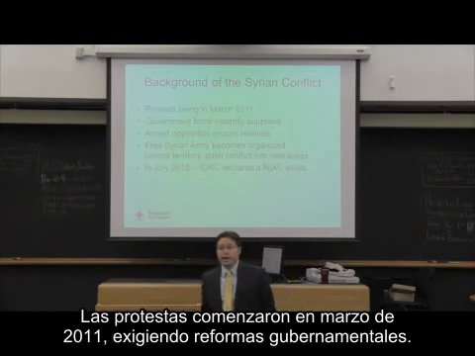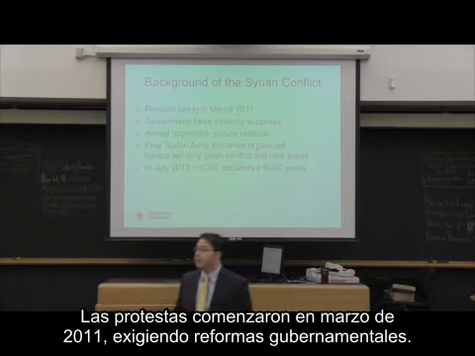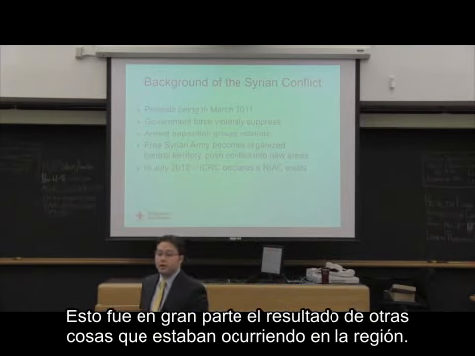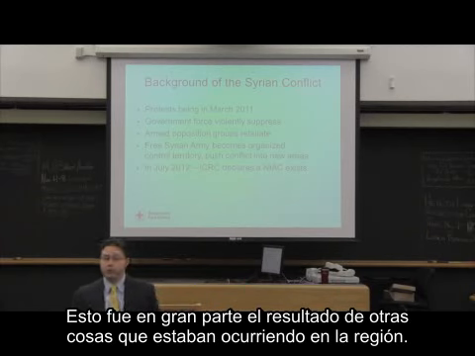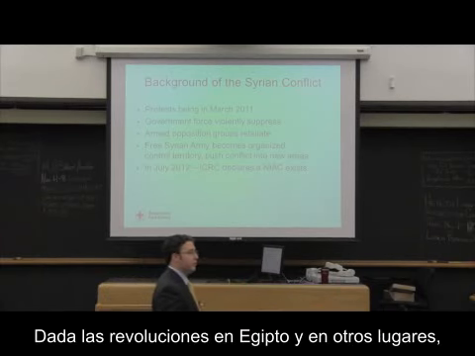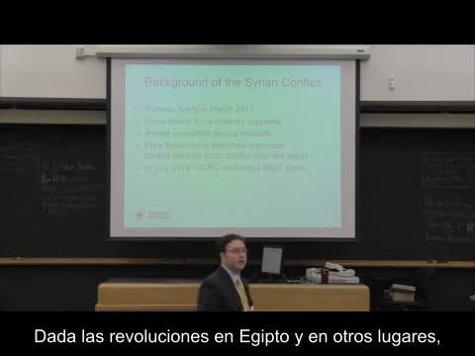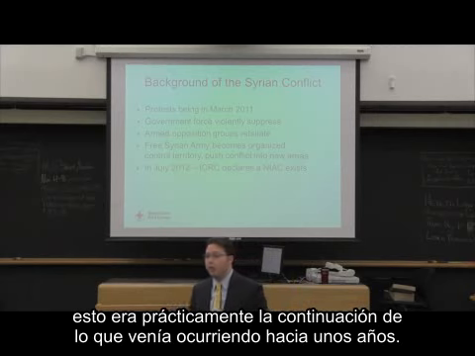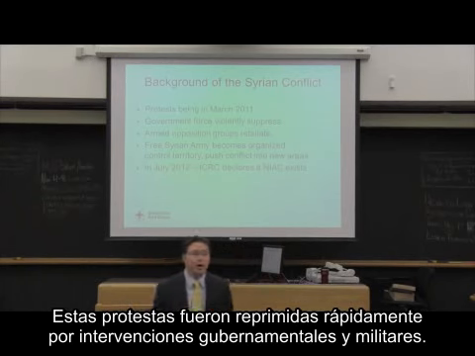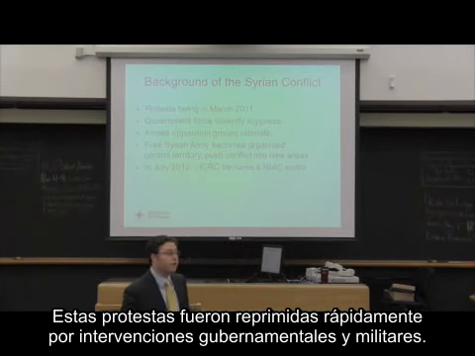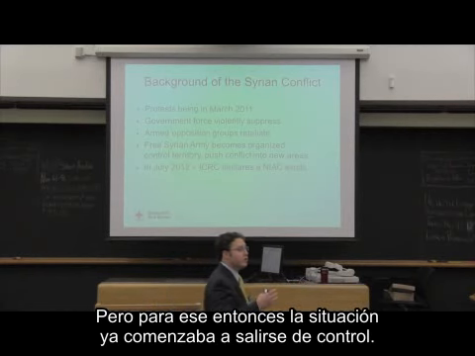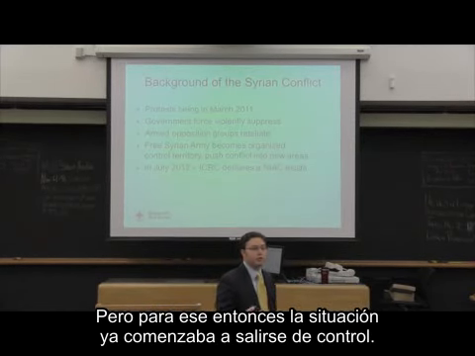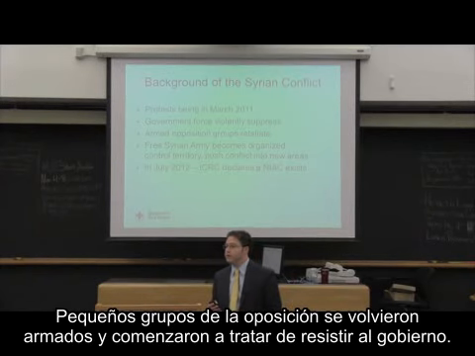So protests began back in March of 2011, demanding government reforms. This was largely a result of other things that were happening in the region, the Arab Spring at this point. There were already revolutions in Tunisia, in Egypt, and elsewhere, so this was very much a continuation of what was happening a few years ago. These protests were quickly suppressed by government and military intervention, and the situation at that point already started to spiral out of control.